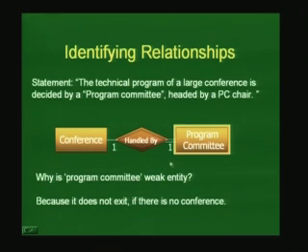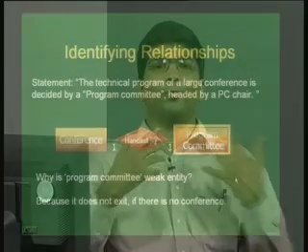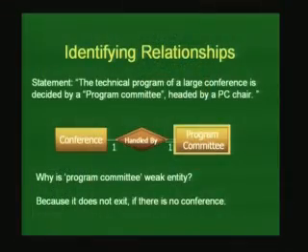But then look at this here. We have made program committee into a weak entity. Why is it a weak entity? First of all, what is a weak entity? If you remember your modeling classes, a weak entity is an entity which does not have an independent existence of its own. Its existence is defined by a relationship.